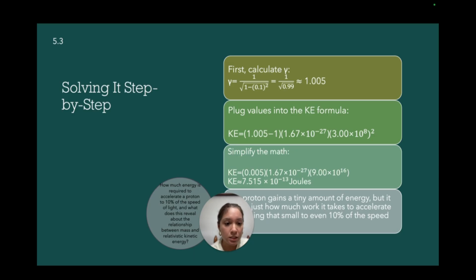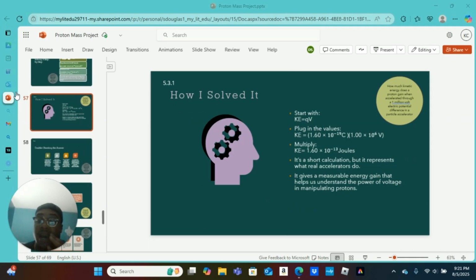That might look like a small number, but when you're dealing with something as tiny as a proton, there's actually a lot of energy. It shows even at just 10% the speed of light, you already need a significant amount of energy to accelerate it. So this is how I solved it. It's a short calculation, but it represents what real accelerators do.